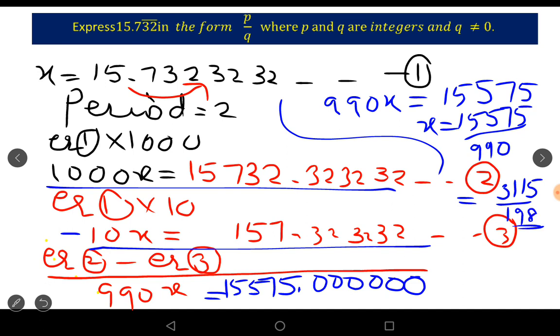Okay students, this is the another method. Previous method, decimal number. In this method multiply two times, two equations, equation 2 and equation 3. One time multiply with 1000, second time multiply with 10. Okay. These are the 2 methods. Recurring decimals, non-recurring decimals, write in the p by q form.